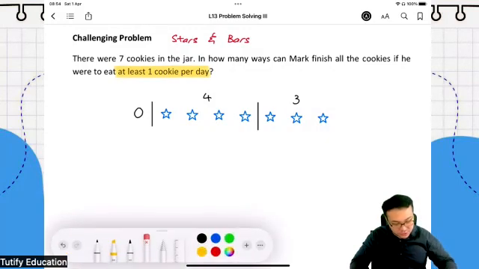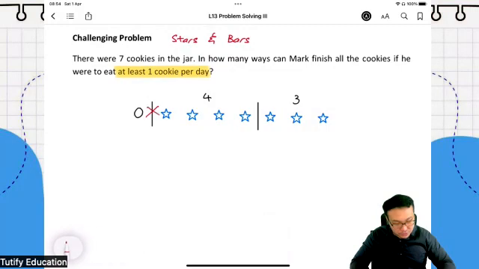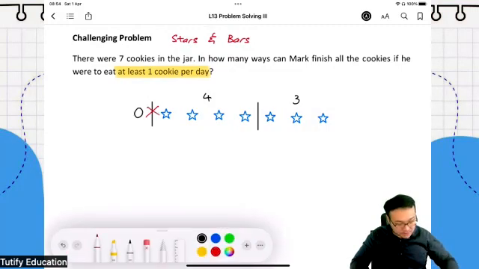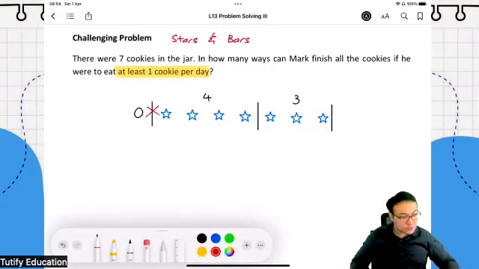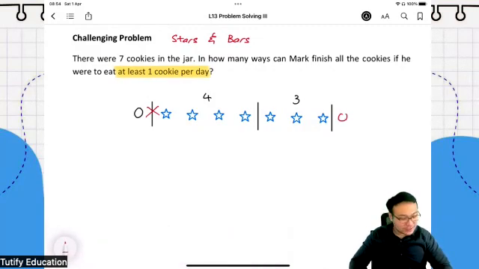So I am not allowed to draw my bar here. Am I allowed to draw a bar here? No. Okay, because number 1, your cookies are all finished already. And number 2, you're not allowed to eat 0 cookies on any day. Okay? Very good, very good.